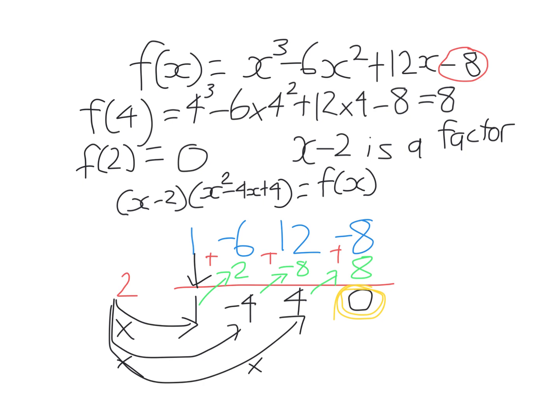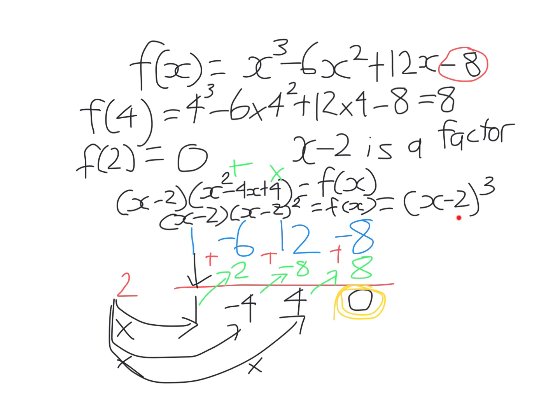So what we figured out is that f(x) is equal to the product of these two polynomials. Now I can factorize this one easily because I can find two numbers that multiply to positive 4 and add to negative 4. The two numbers are negative 2 and negative 2. So this one factorizes to x minus 2 squared. It turns out f(x) is actually x minus 2 cubed, because x minus 2 times x minus 2 squared is x minus 2 cubed.